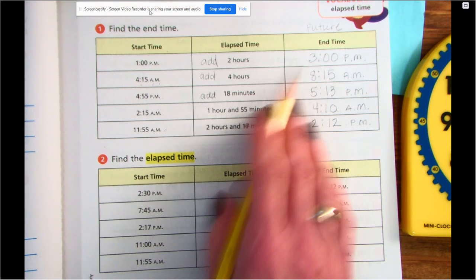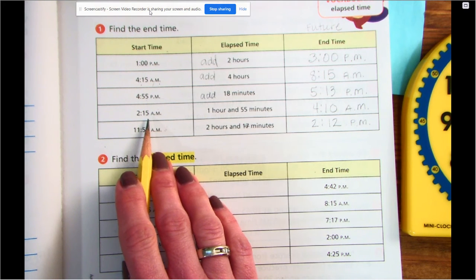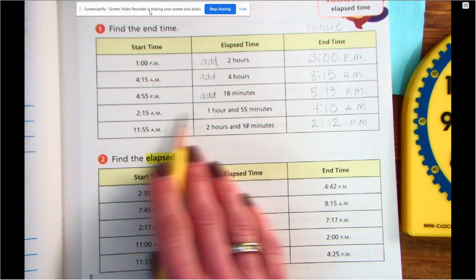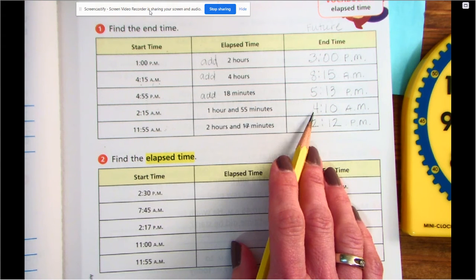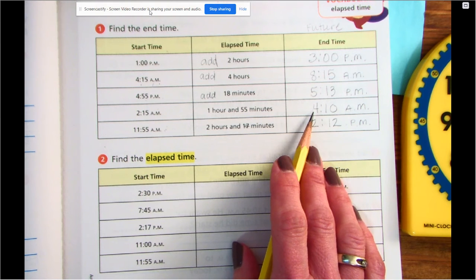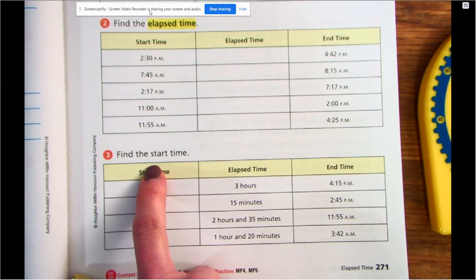Okay, or maybe I went to sleep at 2:15 a.m., right? And I've got to get up in 1 hour and 55 minutes. So I need to set my alarm for this time. Okay. The one at the bottom, we're going to skip the middle one for now. Okay. Finding the start time.